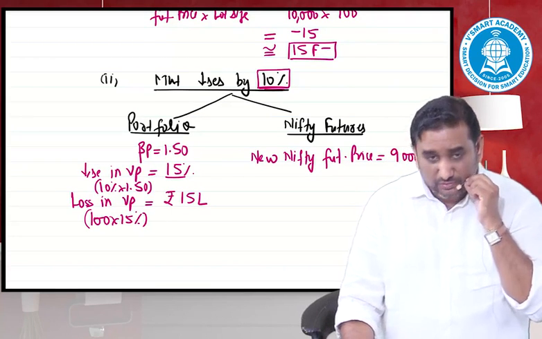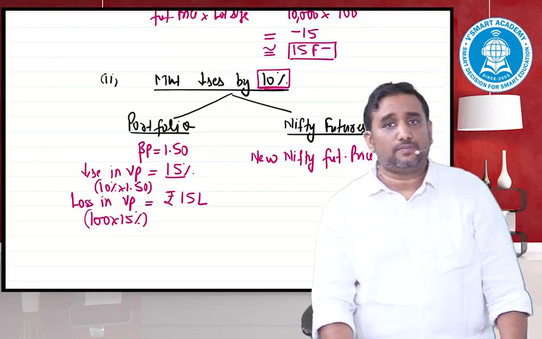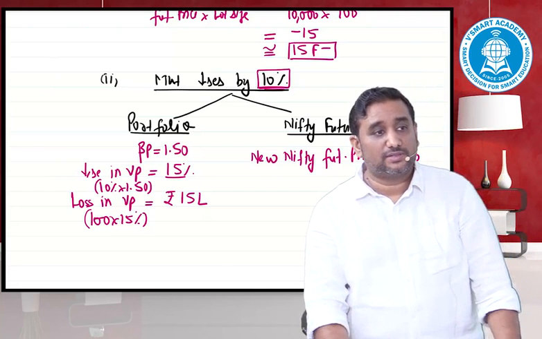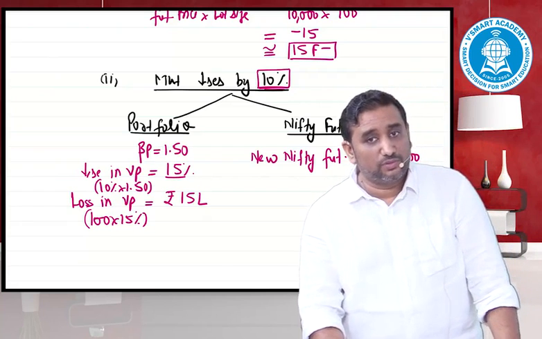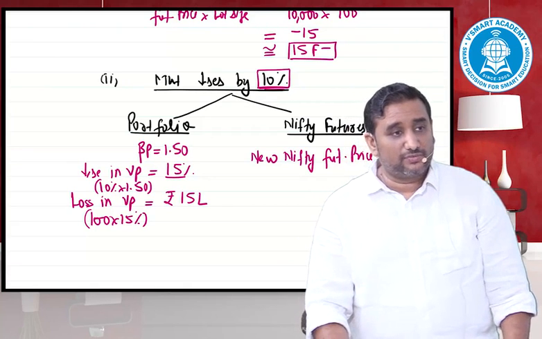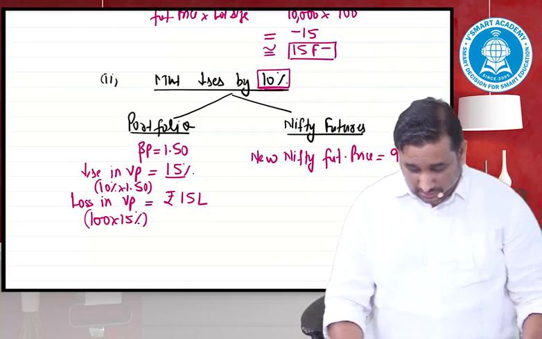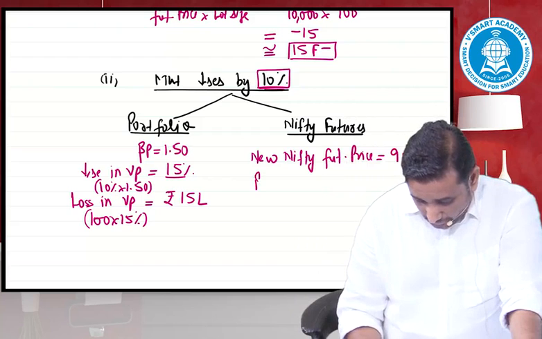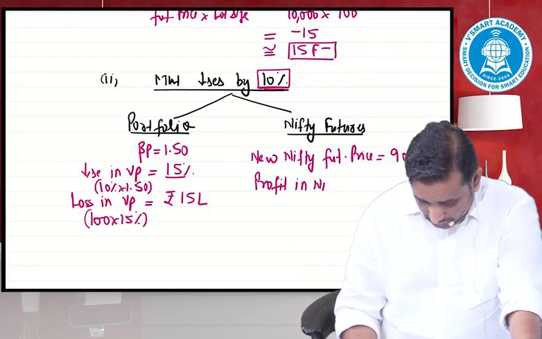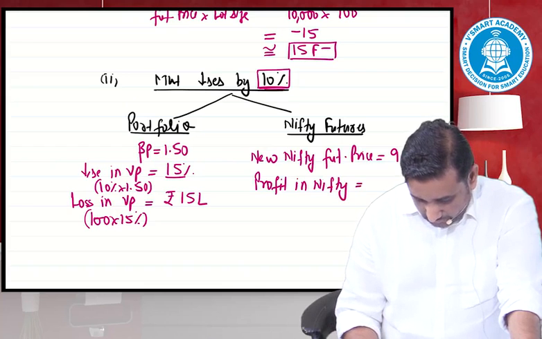Your position in the future was plus or minus? Minus. Minus will give you profit or loss when the market falls? Profit. So I'll get profit in Nifty. Profit in Nifty. So that would be equal to what?